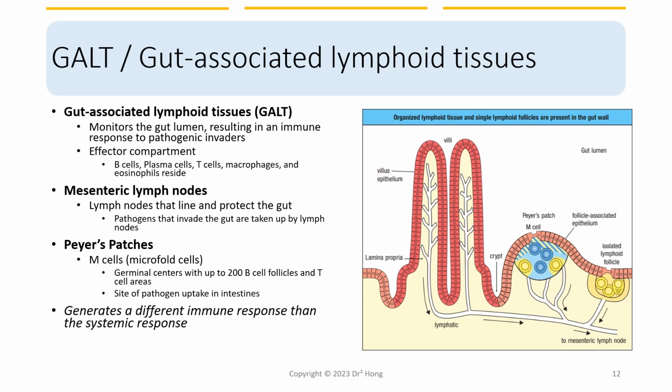And third, we have Peyer's patches. M cells are specialized cells in the Peyer's patches that provide a small window to uptake pathogens. Peyer's patches also contain germinal centers for B cell and T cell development and activation. The most notable feature in the gut is that the immune response is different from the systemic response, and we will explore how and why in the next few slides.